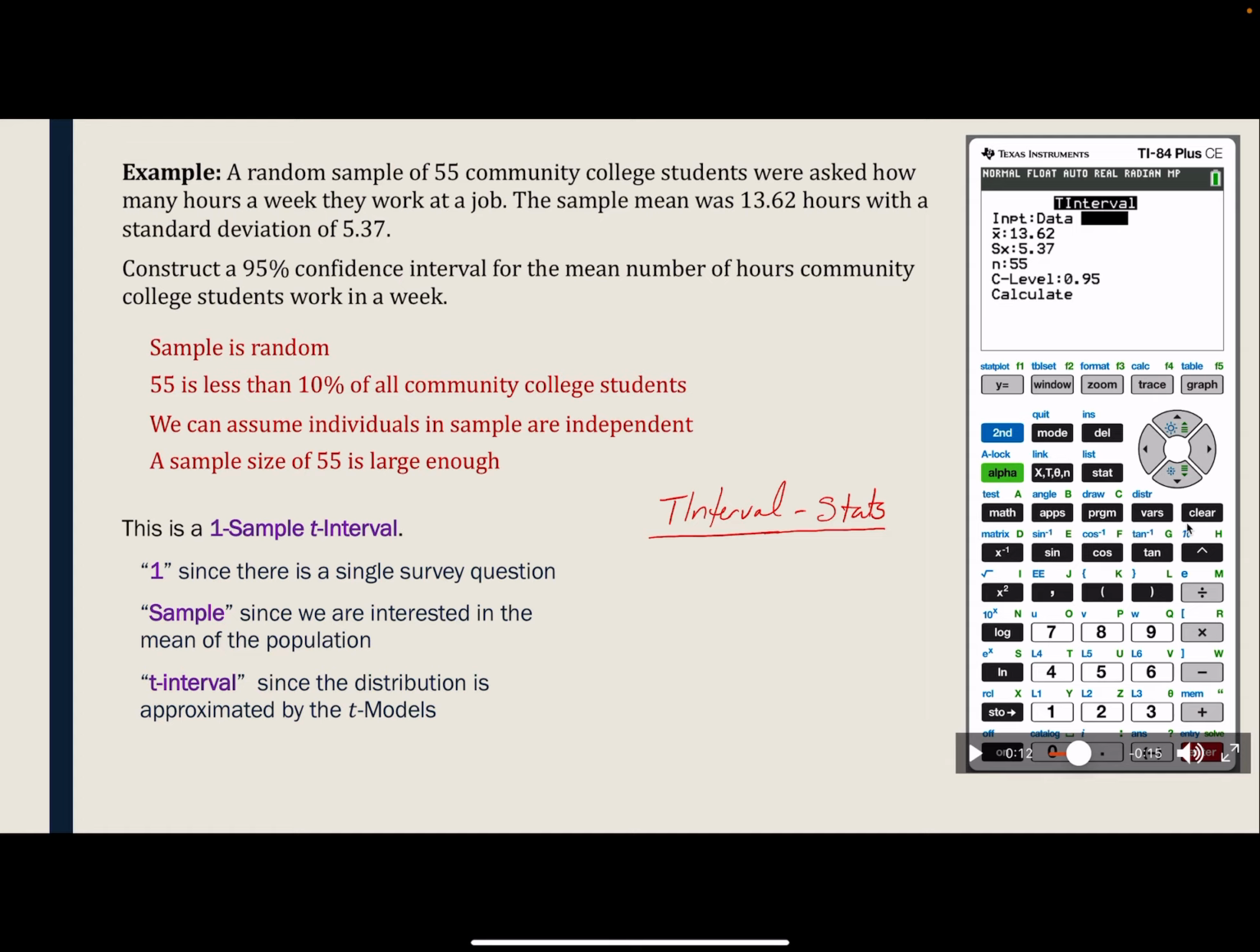And notice that if you keep track of the symbols and know that we are talking about a sample mean of 13.62, a sample standard deviation of 5.37, a sample size of 55, and then a C-level of 0.95. And then we can calculate.